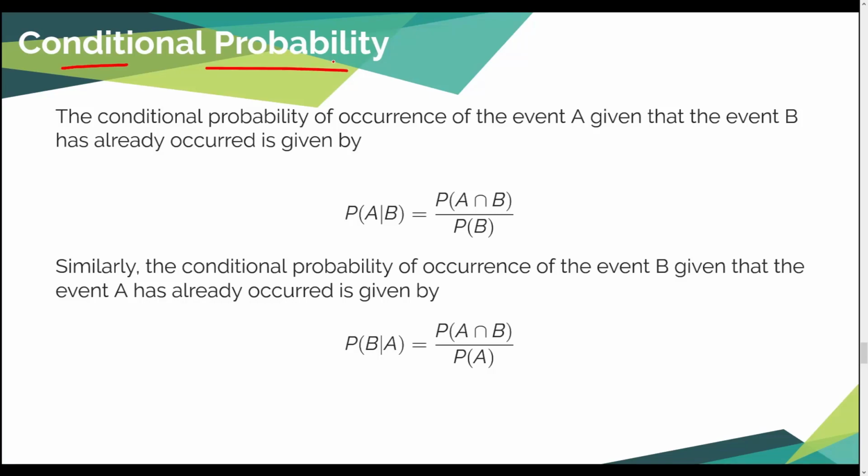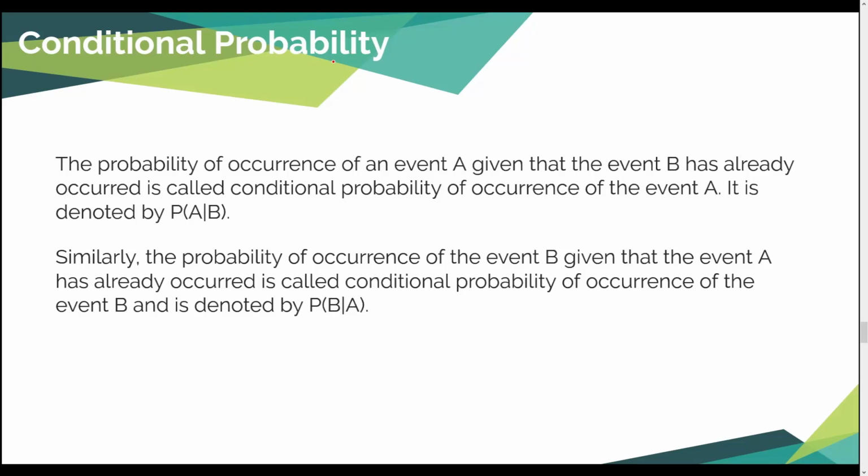Now, what is conditional probability? The definition is the probability of occurrence of an event A. So let's say we have two events A and B, right? And the probability that A happens only if the event B has already happened is called conditional probability of A, right? So the probability of occurrence of an event A given that the event B has already occurred is called conditional probability of occurrence of the event A.